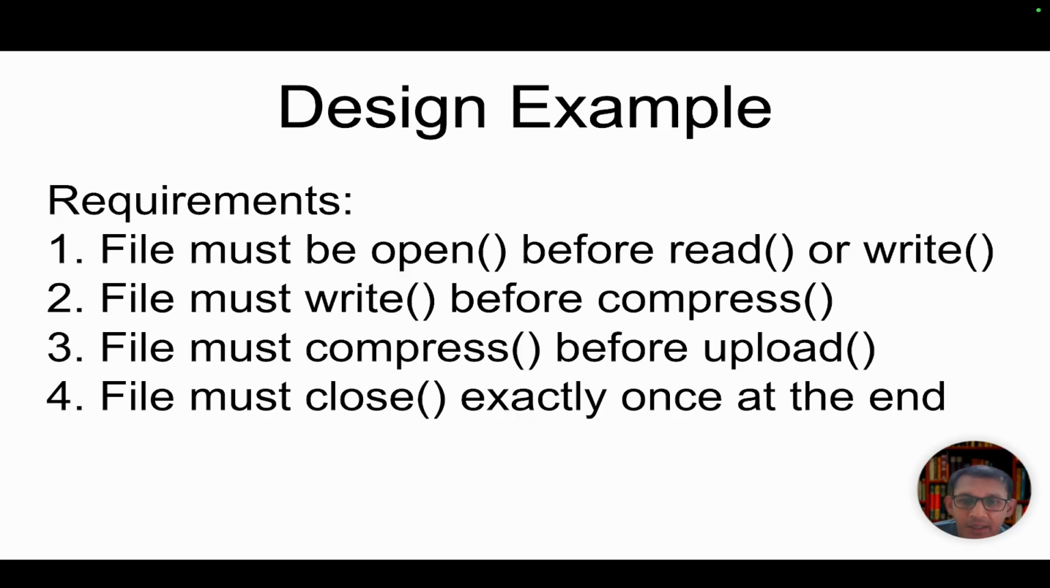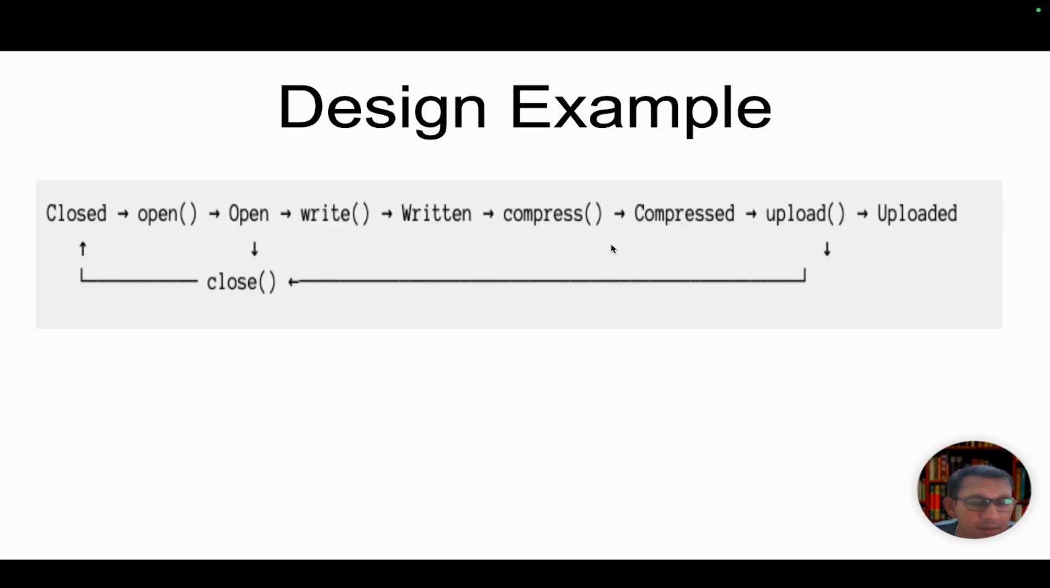Starting with our state diagram, I can identify five distinct states: closed, open, written, compressed, and uploaded. The transitions form a mostly linear pipeline: closed to open, open to written, written to compressed, compressed to uploaded, and uploaded to closed. There's also a shortcut from open directly to closed for files that are opened but never modified.